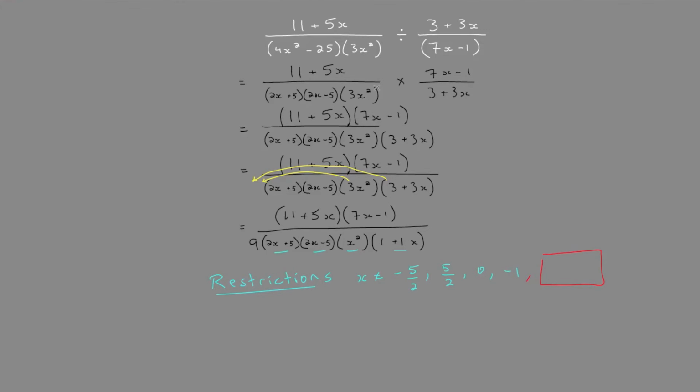So was there anything that was once in the denominator that was removed? This. We need to state a restriction for this. Even though it gets reciprocated or flipped up to the top, when it was in the bottom, it could not be 0 there. We have to state a restriction for this as well. And so that would be 1 over 7.